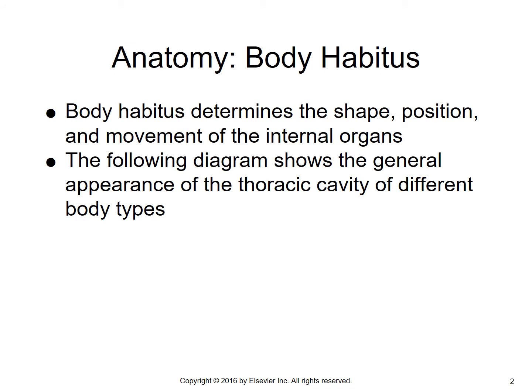So the first thing we want to talk about is body habitus. Body habitus determines the shape, the position, the movement of the internal organs. We're going to look at a diagram on the next slide. It says the following diagram shows the general appearance of the thoracic cavity of different body types.